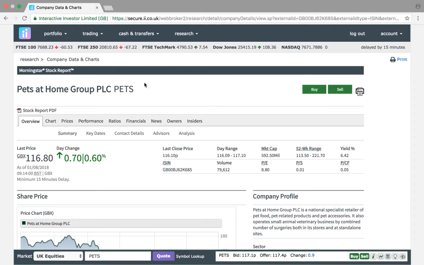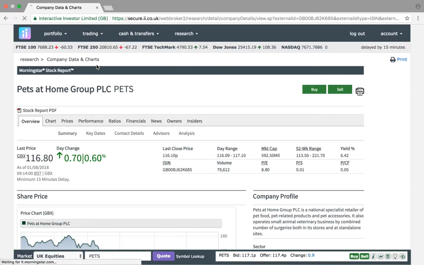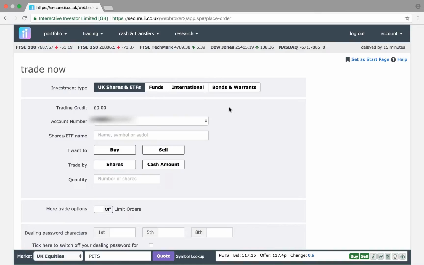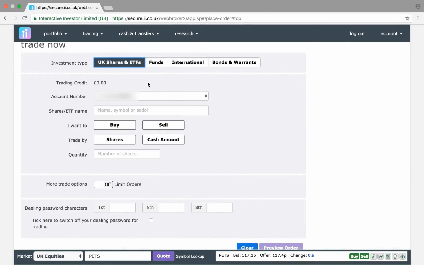So we're just on the research page here at the moment. You want to be going to the trading tab, so click on the trading tab and click trade now. And that will take you over to the trading page where we can do the exciting bit. At the top, we've got UK shares, which is what we're going to be buying today, and ETFs, which is exchange traded funds, which is your trackers that track the market. But we're not going to be going for those or funds or international bonds and warrants. So we just want UK shares today.